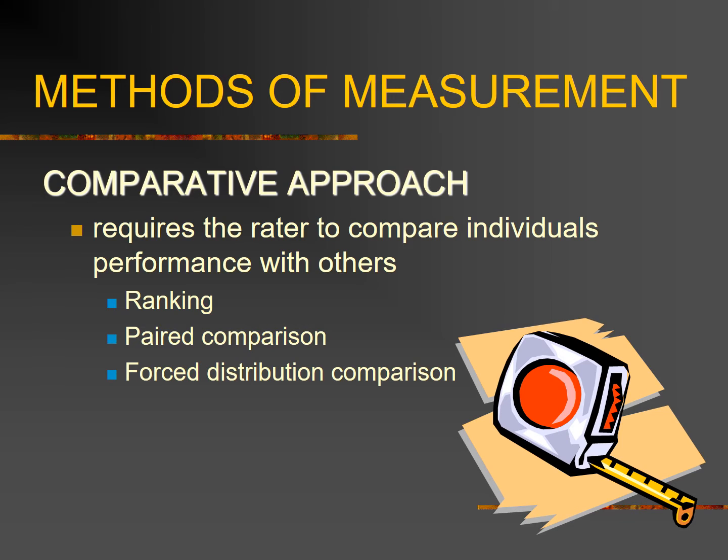Then there's a forced distribution comparison. What we would do is say every manager needs to put 3% of their employees in a below standards category, 70% of them in a meeting standards category, and the rest of them we would say would be in excellent. So a manager will have to place all his employees along a normal distribution curve in those grades.